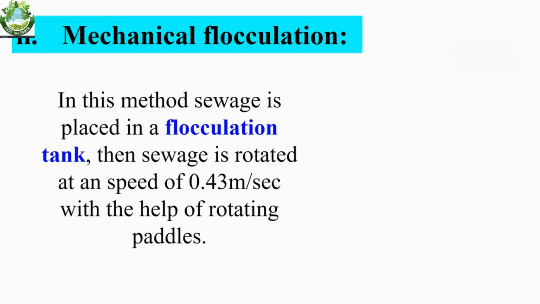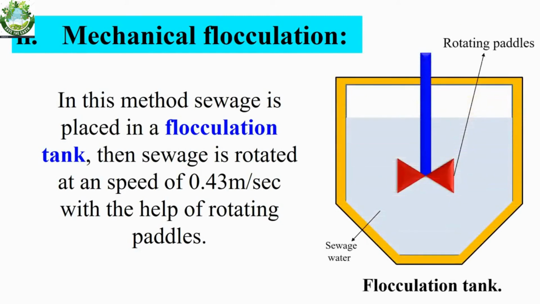Next, mechanical flocculation. In this case, the sewage is placed in a flocculation tank which is rotated at a speed of generally 0.43 meter per second with the help of rotating paddles. When the sewage water rotates in a circular motion, the small size dissolved solids attach to each other and form large size solids. Due to the large size, these solids then settle down at the bottom, from where they can be removed. So this is mechanical flocculation.